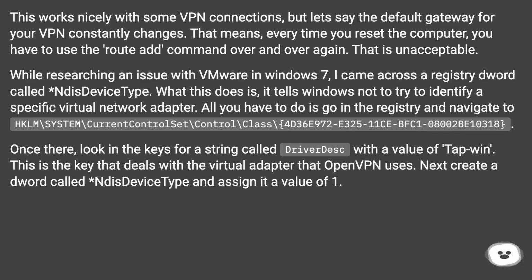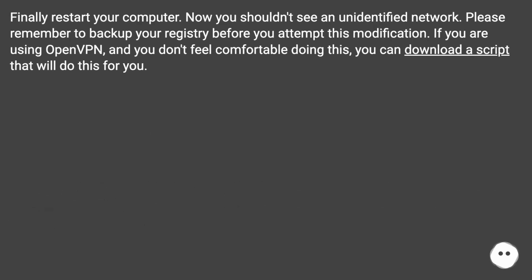All you have to do is go in the registry and navigate to HKLM\System\CurrentControlSet\Control\Class\{4D36E972-E325-11CE-BFC1-08002BE10318}. Once there, look in the keys for a string called DriverDesc with a value of tapwin. This is the key that deals with the virtual adapter that OpenVPN uses. Next, create a DWORD called *Unidentified and assign it a value of 1. Finally, restart your computer. Now you shouldn't see an unidentified network.